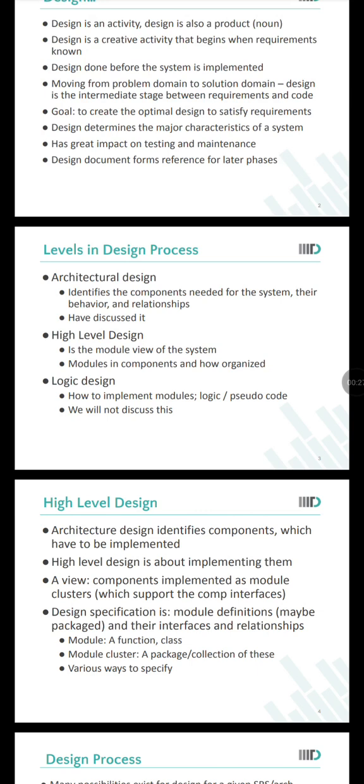Architectural design, as we saw previously, uses the architectural styles, such as pipe and filter diagrams. We try to identify the components needed for the system and how they interact, what their relationship is. The components will be represented using the filters, and the relationship, or the output from each component, will be represented using the pipes. So this is a high level view of the system.